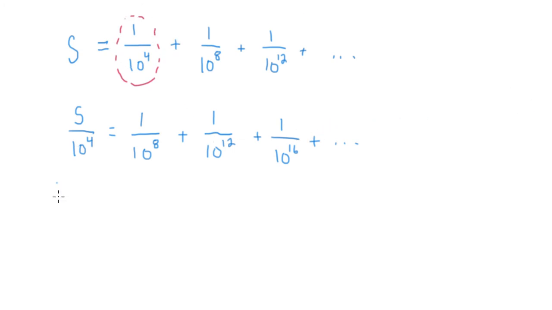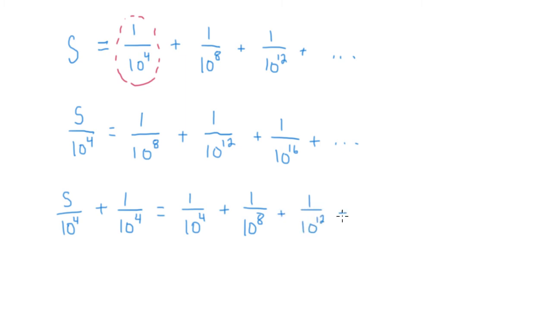So what that tells me is that if I add 1 over 10 to the fourth to this sum, I'm going to get exactly what I started with. So all these other terms are coming from here, and I'm just adding in this missing term. So this is really just equal to s.